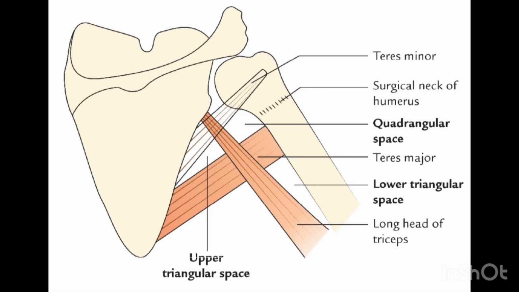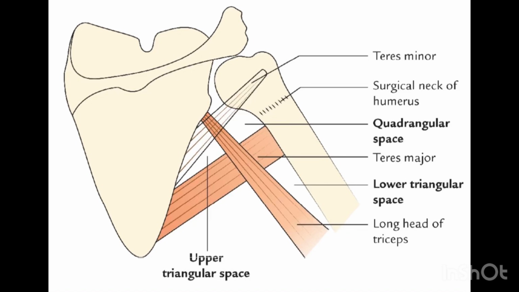So what is the quadrangular space? The quadrangular space is an anatomical space in the posterior axillary region. So it's present posteriorly, not anteriorly, and it provides a conduit for the transfer of neurovascular structures from the axilla to the posterior compartment of the arm. So you should know that the quadrangular space is present in the posterior part of the axilla, and it transmits neurovascular structures from the axilla to the posterior compartment of the arm.